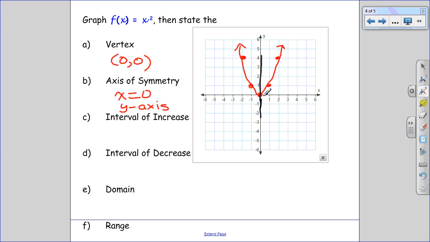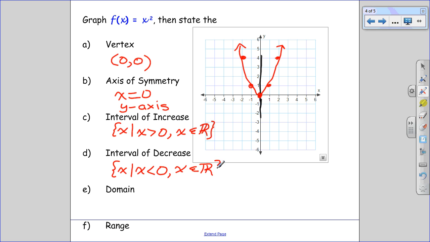For our intervals of increase, if I look here at the point (0, 0), 0 is the vertex. The function's not decreasing or increasing at that point, but it does increase to the right of the vertex. So we say x belongs to the set such that x is greater than 0, and it passes through all the values, so it's an element of the real numbers. For the interval of decrease, however, we change that to a less than sign because the y values are getting smaller to the left of 0. And it passes through all the points continuously, so we also say it's an element of the real numbers.